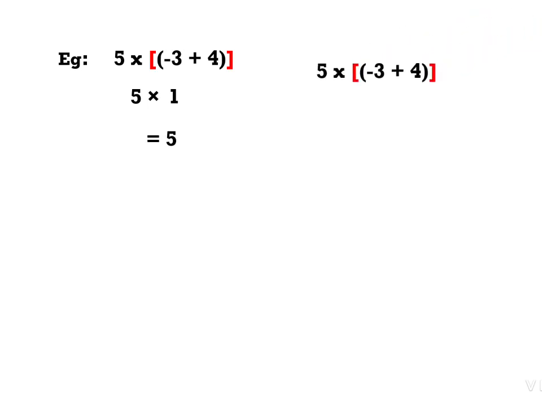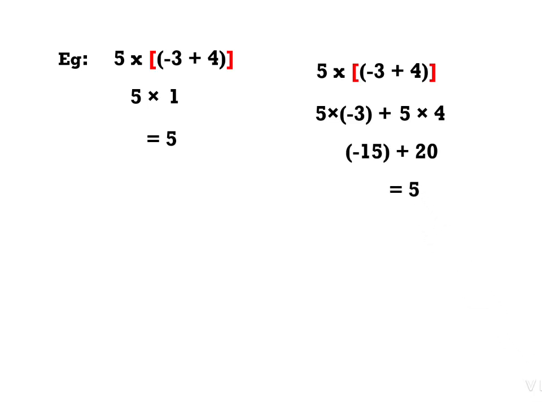5 into (-3 + 4). We distribute 5 to -3 and 4, like this: 5 into -3 plus 5 into 4. 5 into -3, we know, is -15. 5 into 4 is 20. That is -15 plus 20, which is 5.